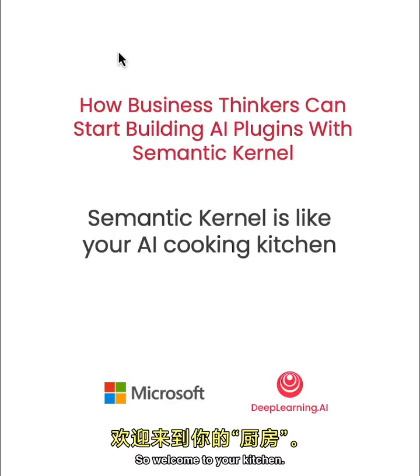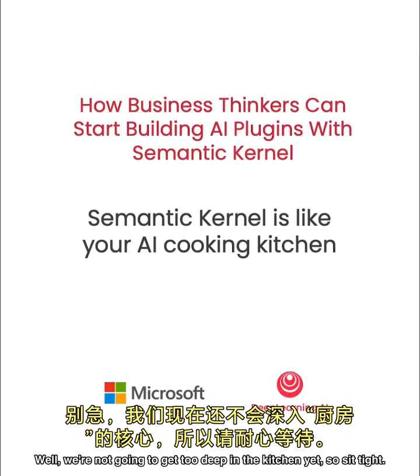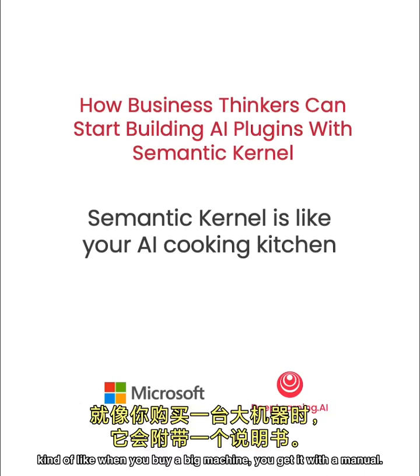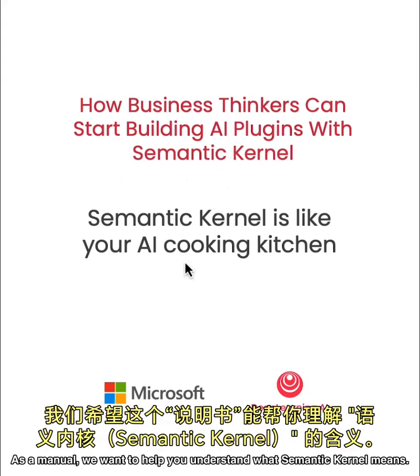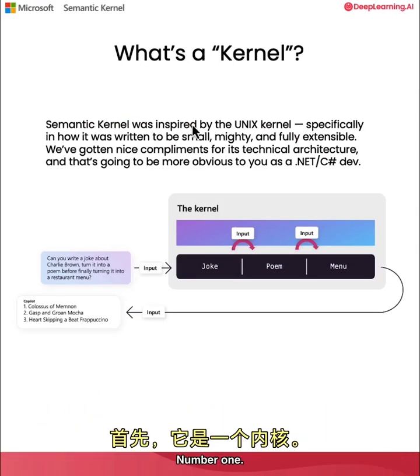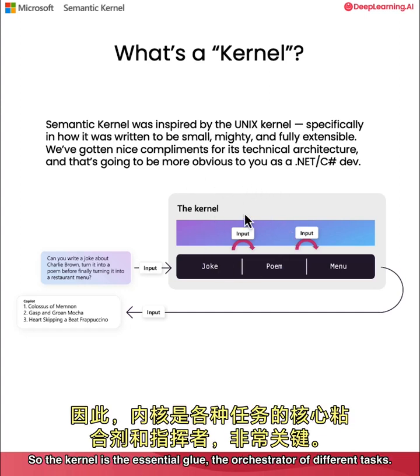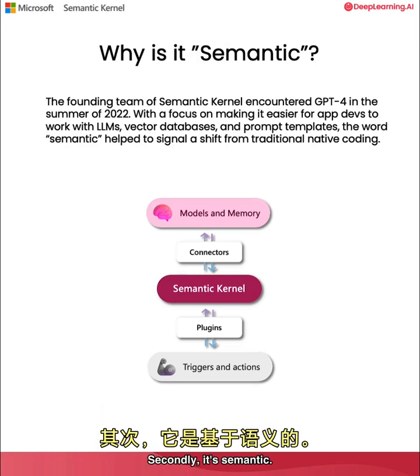So welcome to your kitchen. Well, we're not gonna get too deep in the kitchen yet, so sit tight. We're gonna do a quick overview, kind of like when you buy a big machine, you get it with a manual. As a manual, we wanna help you understand what semantic kernel means. Number one, it's a kernel. What is a kernel? A kernel is something that is at the center of a computational system that is really important. So the kernel is the essential glue, the orchestrator of different tasks. So super important.